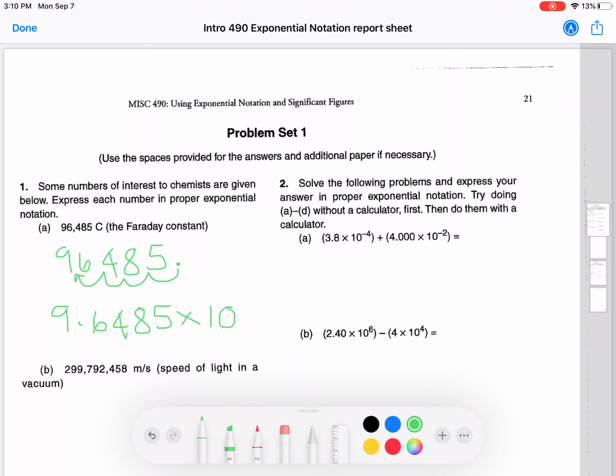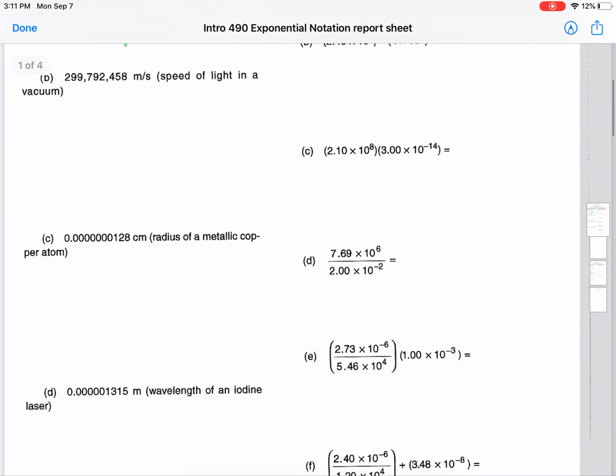So your exponent has to be a positive number. Since you made a bigger number a smaller one, that has to be compensated by the exponent. So 10 to the 4, and that is a positive 4. Basically, if you multiply 9.6485 by 10 to the power 4, you should be getting 96,485. That's how you write it in exponential notation, and then you write the unit.